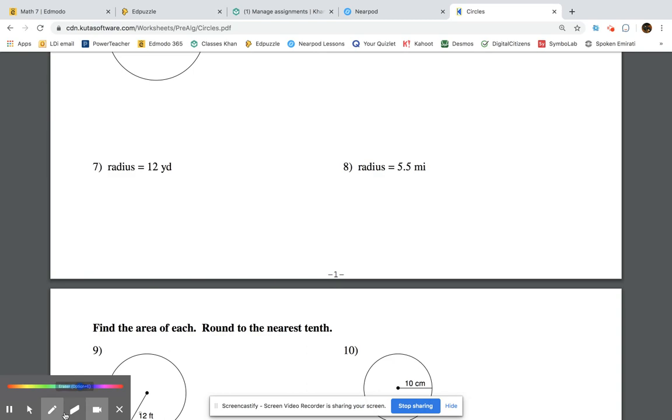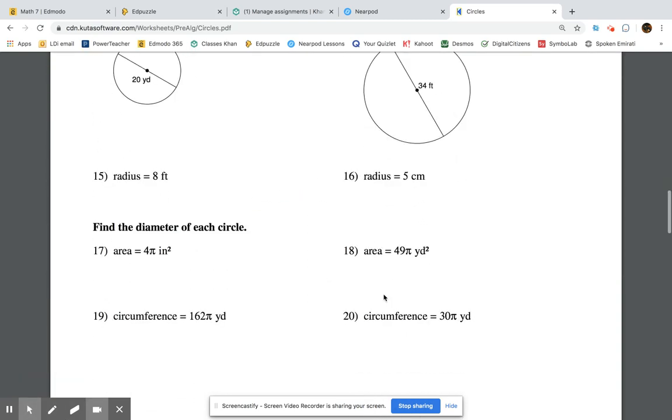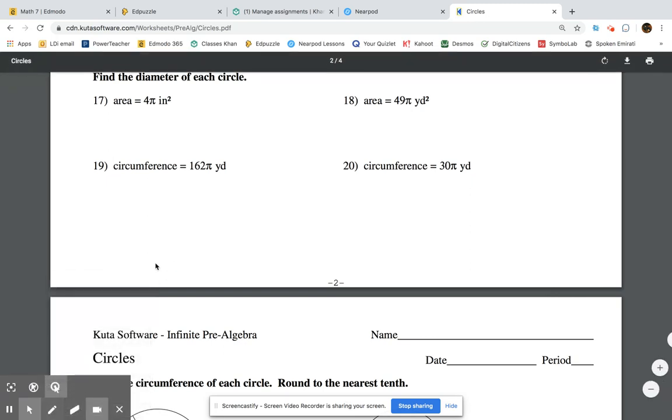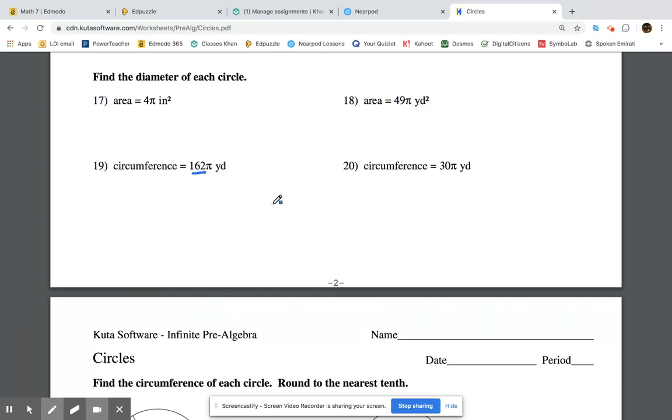Well, what if you already have the circumference and you want to find the diameter? Well, remember the diameter is just all the way across, and the circumference is the diameter times pi. So the diameter is actually going to just be this number here that you're multiplying pi by. So those are the diameters.